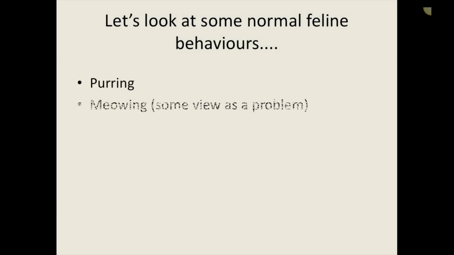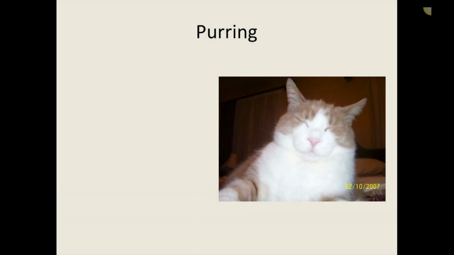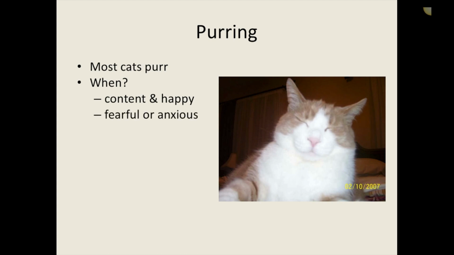So let's look at some normal feline behaviors. So we've got purring, meowing, rubbing, kneading and suckling, and eating grass. So purring, most often, it's a happy cat. So most cats purr when they're happy, when they're happy and content.